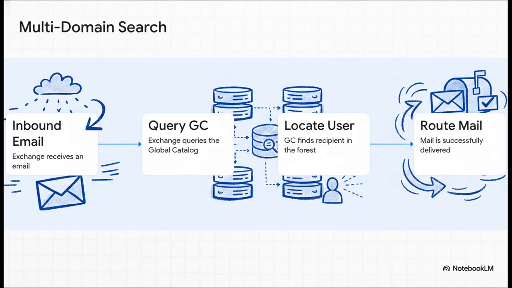Step 3. The global catalog, utilizing that partial searchable forest-wide copy we just discussed, instantly locates the recipient regardless of their domain. In Step 4, armed with this location data, the mail is routed successfully. Without a reachable global catalog, this entire process breaks down and mail flow simply stops.